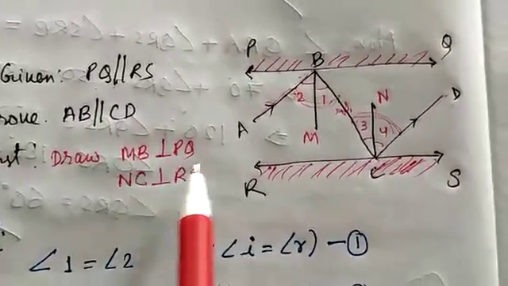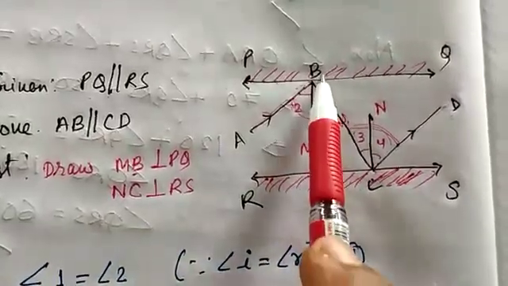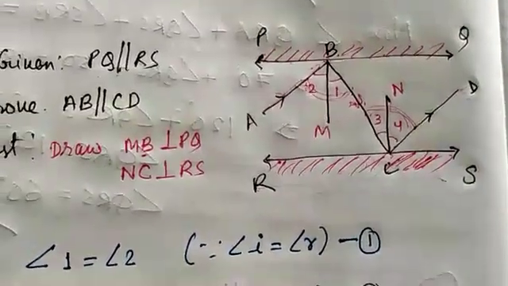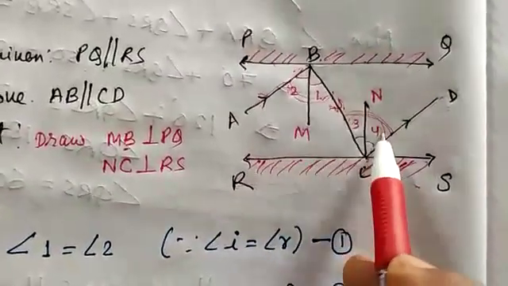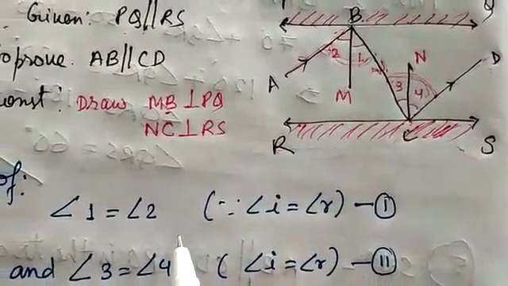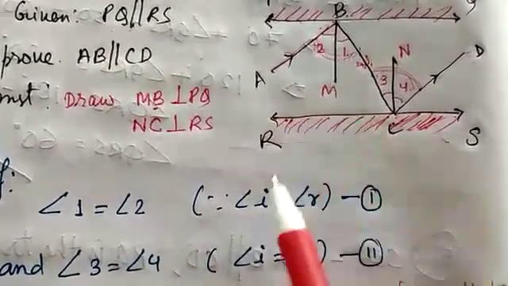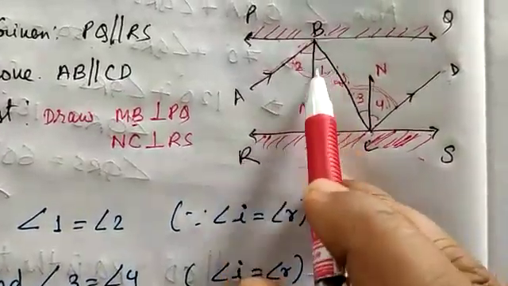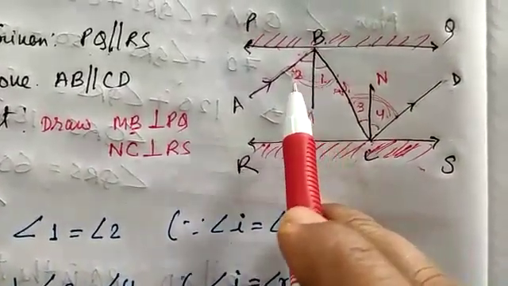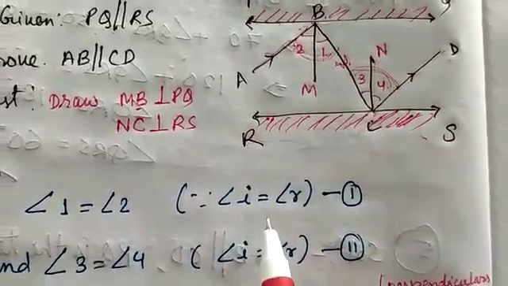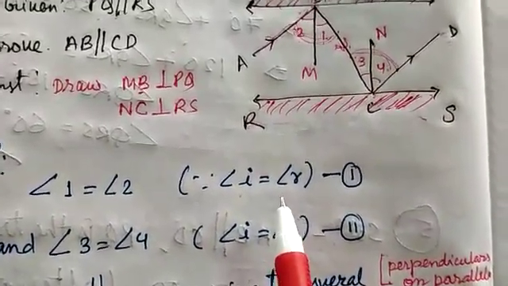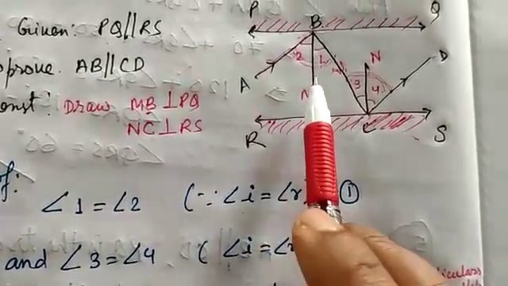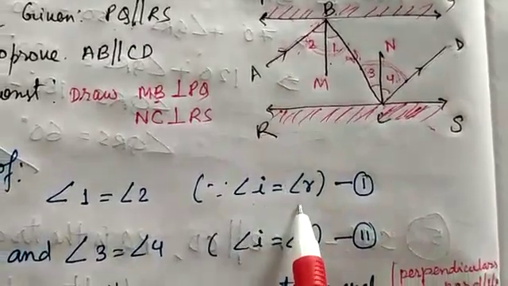Let's see. I have drawn construction MB perpendicular to PQ and NC perpendicular to RS. And then I have taken angles 1, 2 and 3 and 4. Angle 1 is equal to angle 2. Why? Because if this is the incident ray, this is the reflected ray, and this is the perpendicular, then the angle of incidence is equal to the angle of reflection. These are the laws of reflection in physics, given in class 7 and class 8. You might have learned this. I repeat again, the angle of incidence will be equal to the angle of reflection. I have used that theory here.